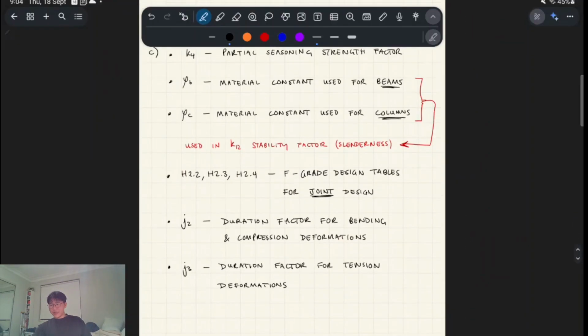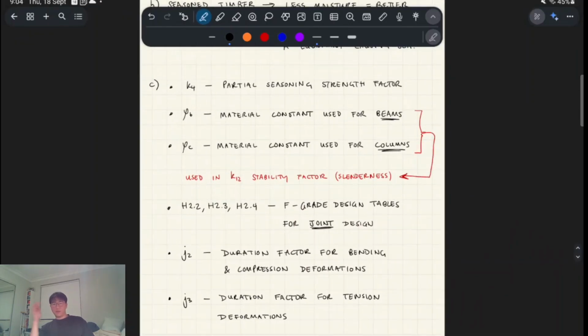So the last part is how is this taken into account in the code? I've listed some examples here, but to be honest, you don't need to know exactly all these terms yet, because these terms will be covered throughout the term, right? So yeah.